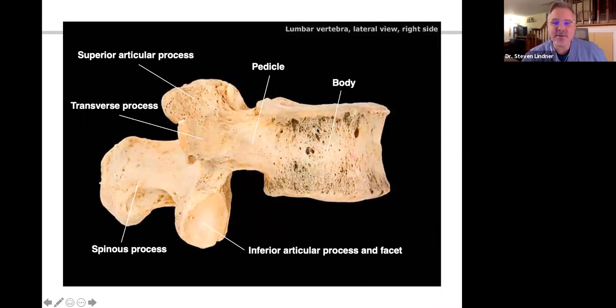So here's a lumbar view of a vertebra from the side. Here's the vertebral body. Here's the pedicle. Here's the transverse process coming right at you, because we're looking at it from the side. Here's the short, stubby spinous process. And now we can see the inferior articulating process or inferior articulating facet. When you're looking at it from the outside, here's the superior articulating process, but the inside surface has the facet. So it would be the superior articulating facet on the inside.